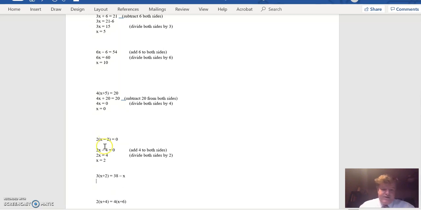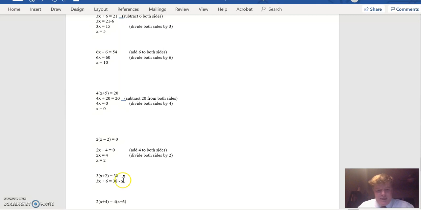Now we've got a couple of tricks in this question. First thing we're going to have to do is expand out the brackets, and then we're going to find we've got x's on both sides of the equation, so we have to work through that. Let's expand out the brackets first. So 3 times x is going to be 3x plus 3 times 2 is 6. This side will stay the same, 38 minus x.